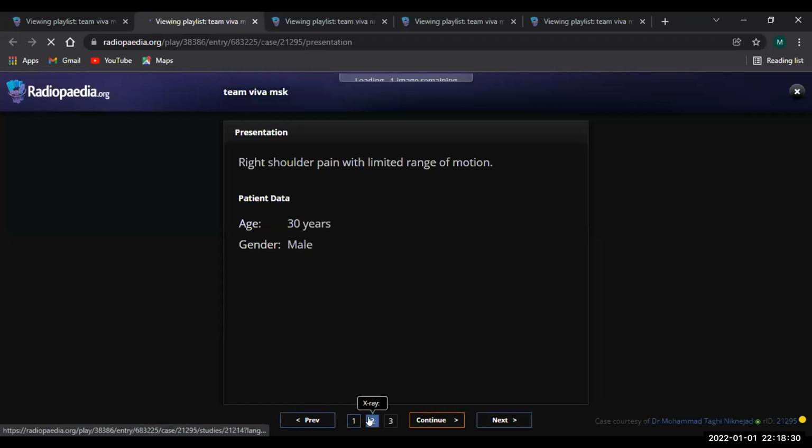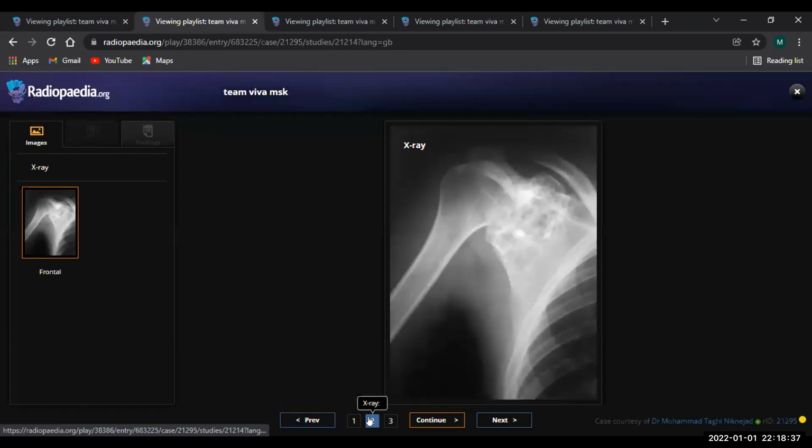Right shoulder pain with limited range of motion, 30-year-old male. So this is a frontal radiograph of right shoulder showing the scapula having bubbly appearance, multiple lucencies, tiny lucencies within the scapula.